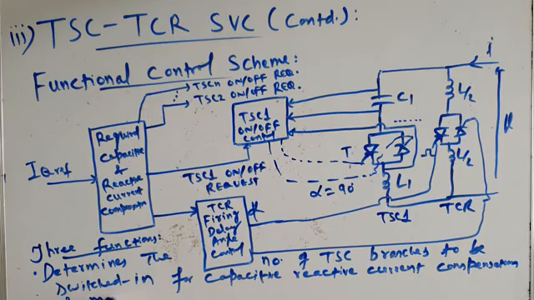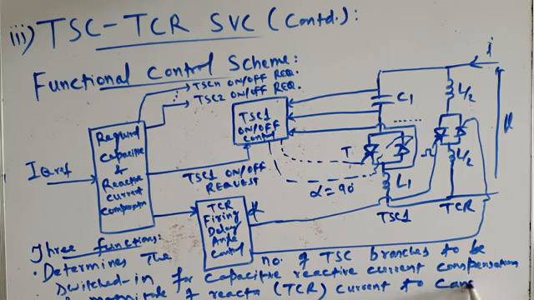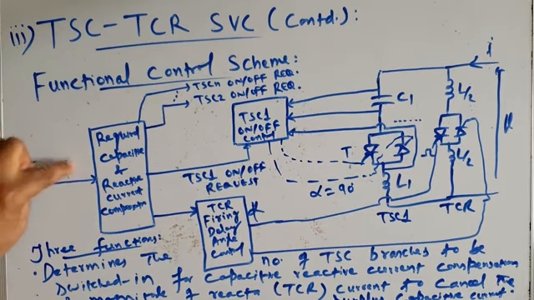determines the magnitude of reactor current. Reactor current means TCR current, to cancel the surplus capacitive current. Try to understand this point. This is very important. Depending upon the reactive power requirement, where do we get this IQ ref from? There is some other block which I am not showing.